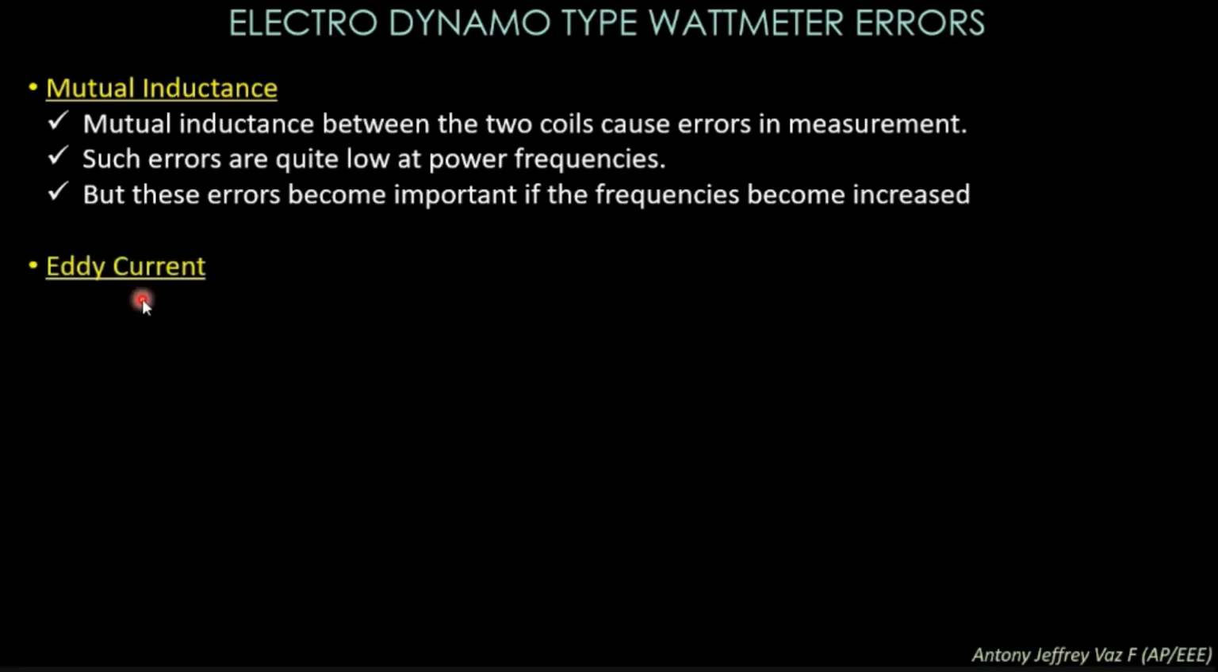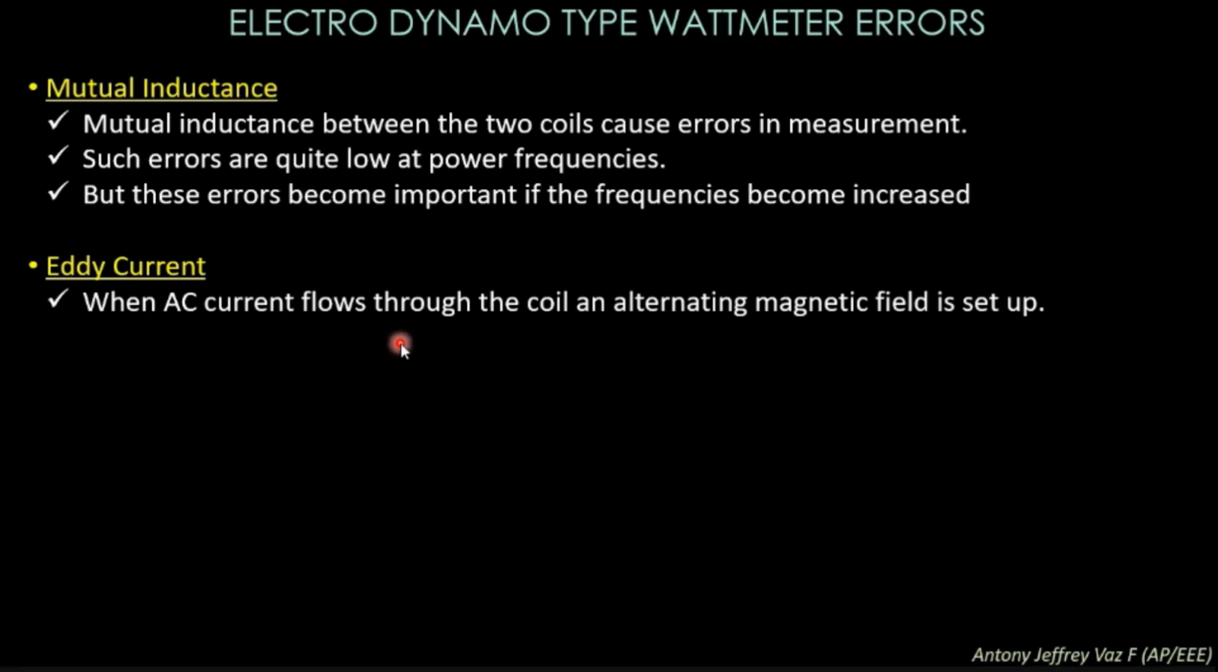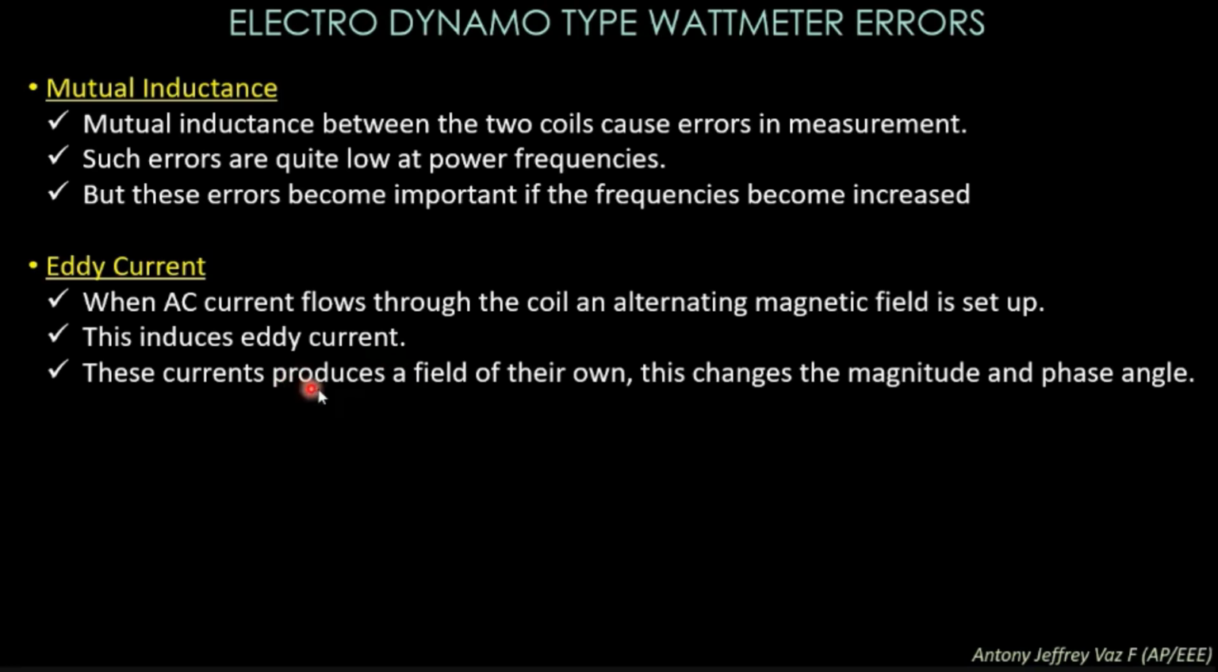And there is another error due to eddy current. When AC current flows through the coil, an alternating magnetic field is set up, and this magnetic field induces eddy currents. These currents produce a field of their own. This changes the magnitude of the phase angle. You know the phase angle phi is being measured for cos phi. Since there is eddy current, this eddy current will set up another magnetic flux, and this flux will change the correct phase angle phi, and this will cause an error in measurement in the wattmeter.